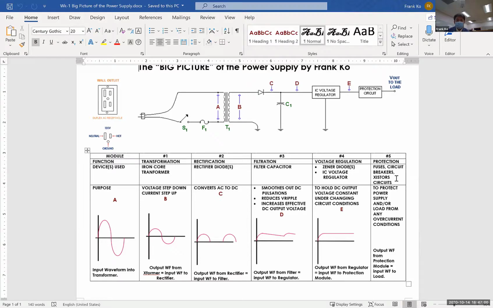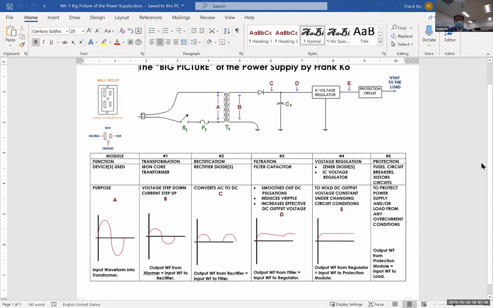What is the purpose, Mr. Montano? Protect the power supply and the load from any current. Yeah, it protects not only the power supply, but also protects the load from what? Overcurrent conditions. What could cause an overcurrent condition? Could be shorts. Typically, it would be something short-circuited. And then at the bottom of number 5, the output waveform from the protection module is the input waveform to your load. So there, my friends, is the big picture of the power supply.